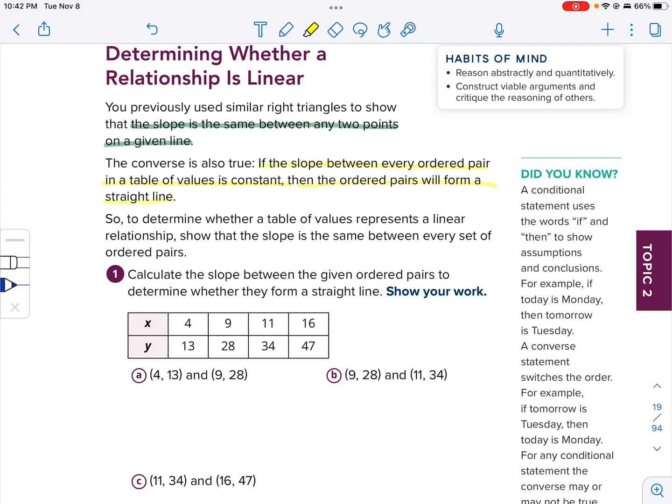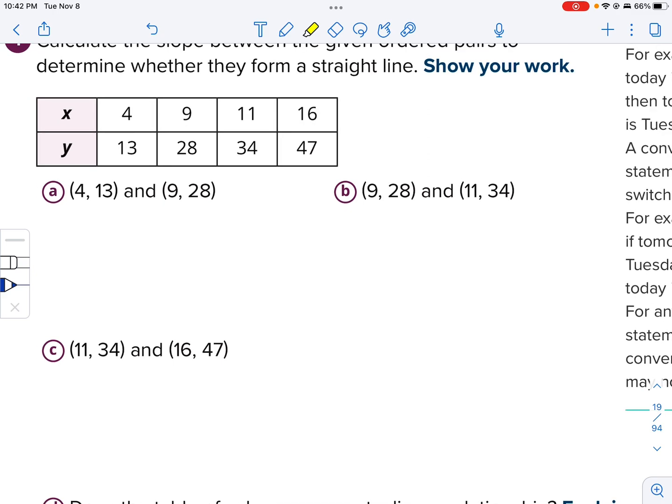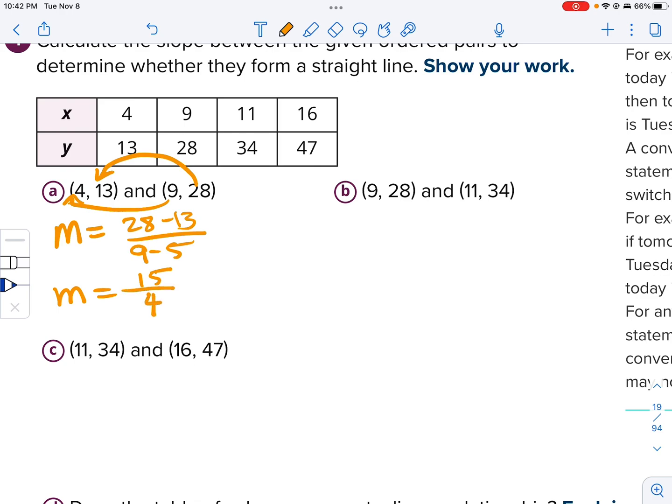So now we have to check and make sure on this right here if the slope is the same. Okay? So I'm going to go from here to here and from here to here. So 28 minus 13 over 9 minus 5. Okay, so that'll get me 15 over 4. So then I'm going to come to this next one. And I'm going to go from here to here and here to here. So 34 minus 28 over 11 minus 9.